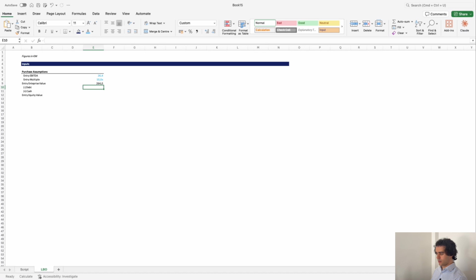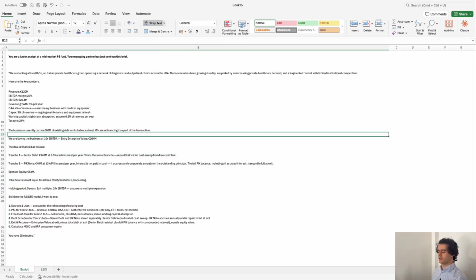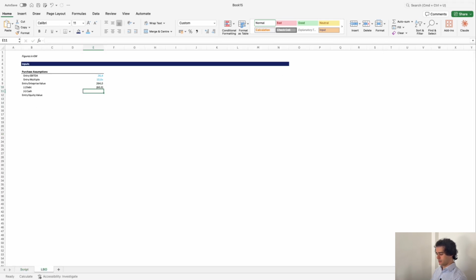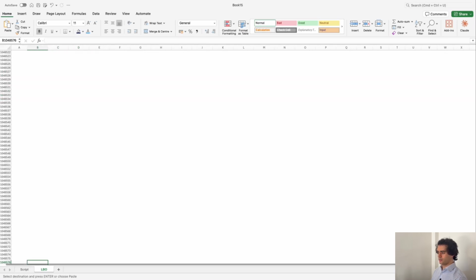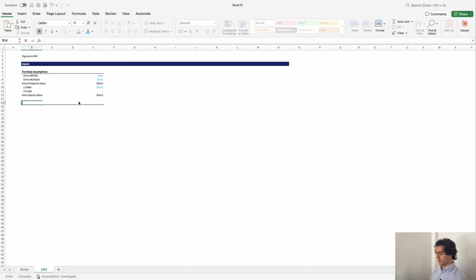The debt, we know that the business currently carries 60 million euros of existing debt, and so minus 60. This is also an input. And we have zero cash, so the entry equity value is 204 million euros. We then need to write our cash flow projections assumptions.